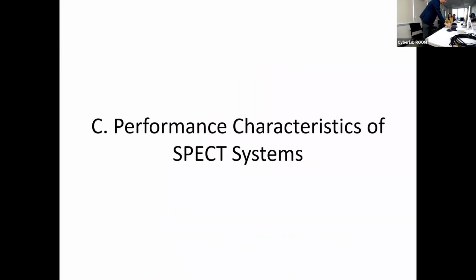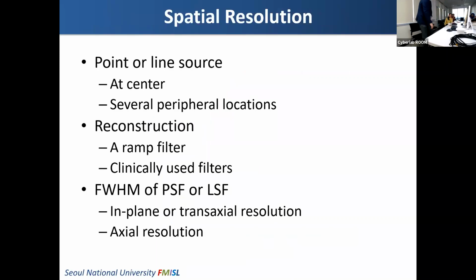And finally, how can we characterize the performance of SPECT systems? To measure the spatial resolution, we usually use a point source or line source located at the center and at several critical positions. We can use the reconstruction filters that you use in your clinical images, and the spatial resolution is measured in terms of the full width at half maximum of the point spread function or the line spread function.